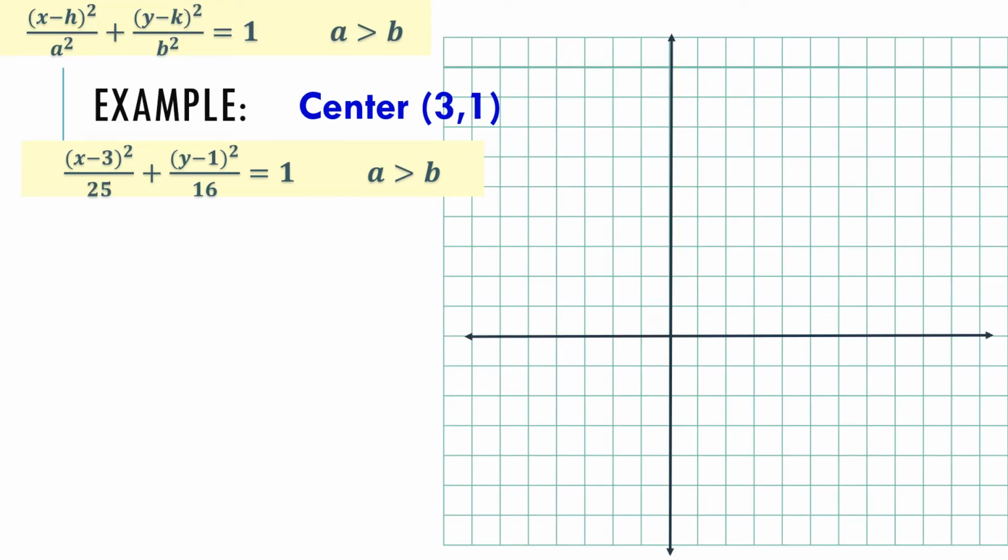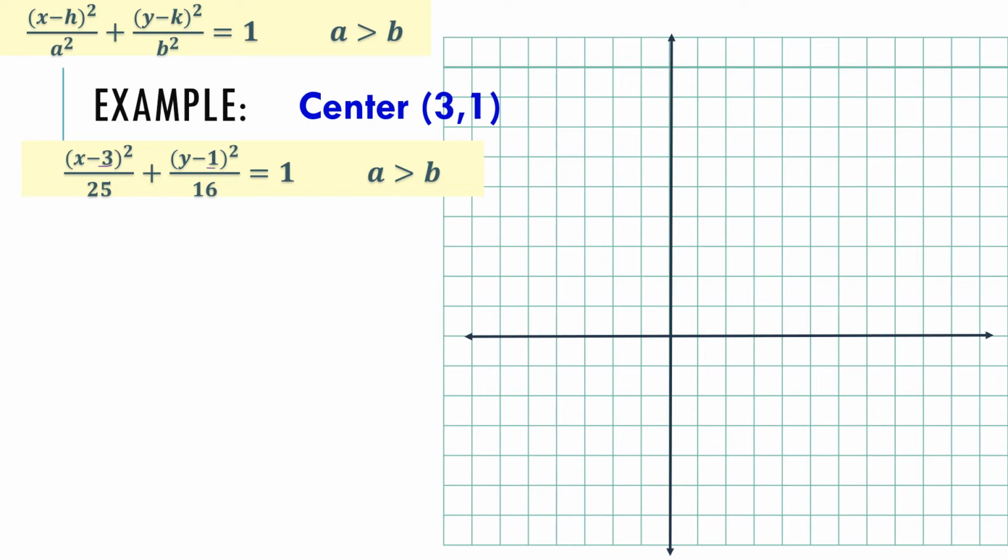Example, let us look at the properties and graph the ellipse given by (x minus 3) squared over 25 plus (y minus 1) squared over 16 equals 1. So our h, which is with x, is 3, and our k, which is with y, is 1. So our center is at (3, 1).